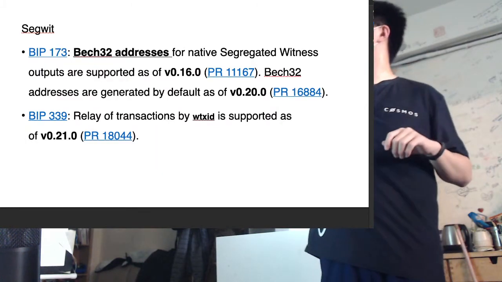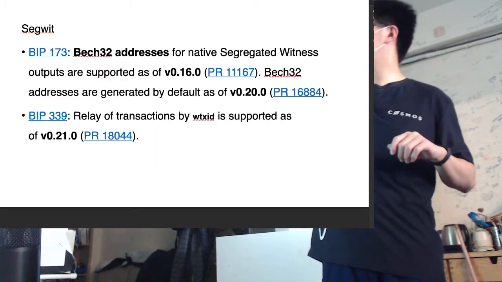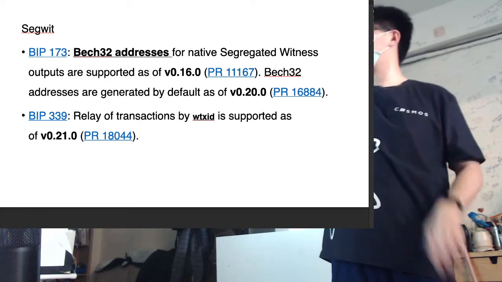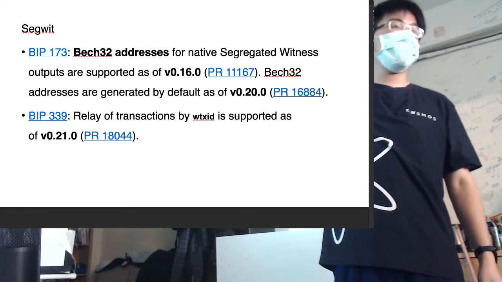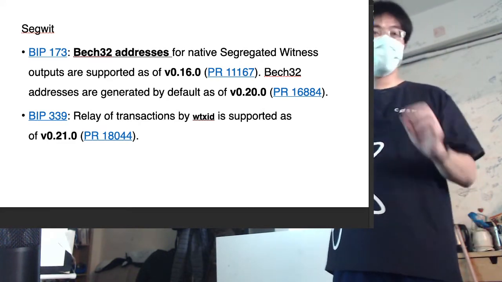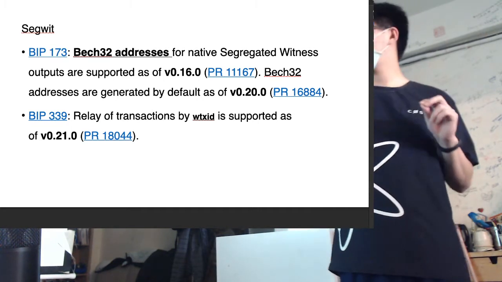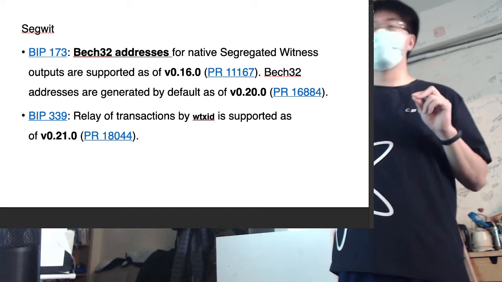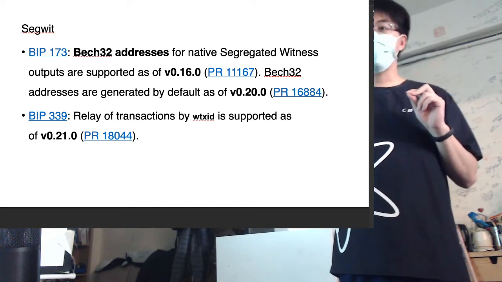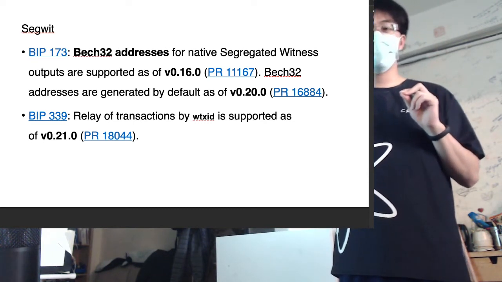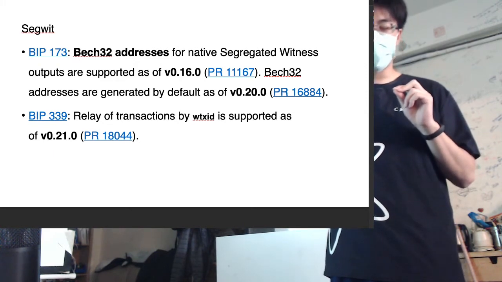And this is the address they have already added. But this is version 0 of Bech32. This is the new kind of Segwit address. There's some problem inside. So they already designed a new kind of Bech32 called Bech32m. That was designed by Pieter Wuille, who is a scientist at Bitcoin Optech.